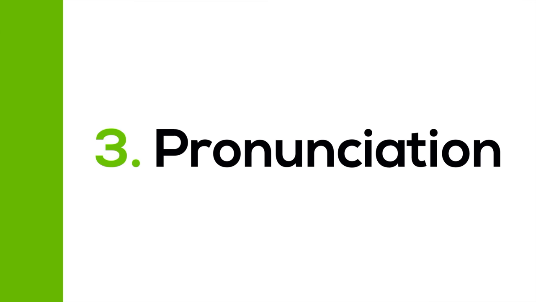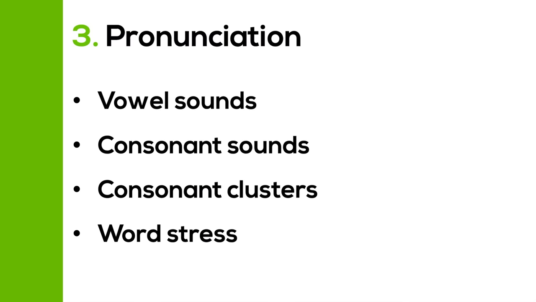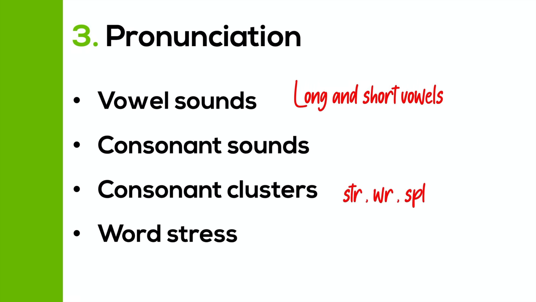So for pronunciation, there are four main elements we need to think about. Vowel sounds is a very important one, in particular, long and short vowels. For example, the long and short E: sit and seat, fit, feet, and so on. All consonant sounds are very important. In addition to consonant sounds, you should think about consonant clusters. This is when some consonants join together. For example, stra, strike, dra, drink, spla, splash. This can be really tricky to pronounce for a lot of students, so definitely practice the consonant clusters.